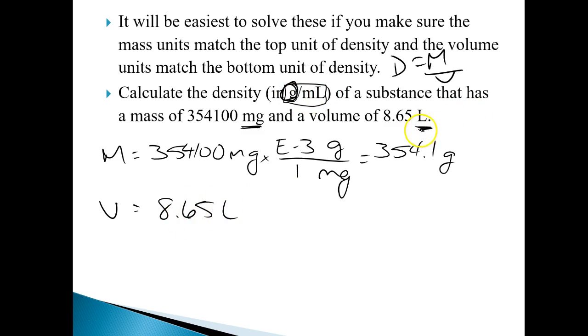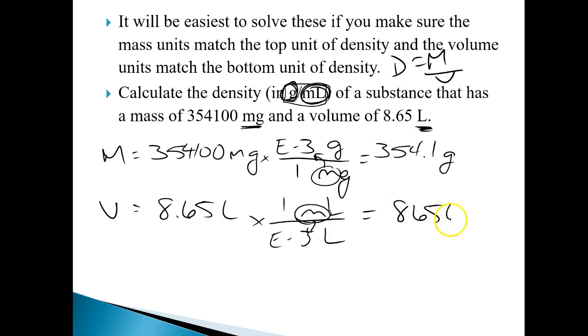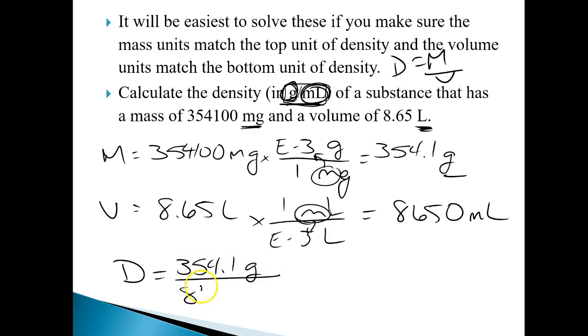Again, I'm going to make sure my volume units match the units that are given to me as density, which means I'm going to change it from liters into milliliters. 1 milliliter, e to the negative 3. Again, milli, that's what it means in both of these cases. Coincidence that it's both millis in that case. So 8,650 milliliters. So now, to find the density, I've done the conversions. The units match what I want in density. So 354.1 grams divided by 8,650 milliliters.